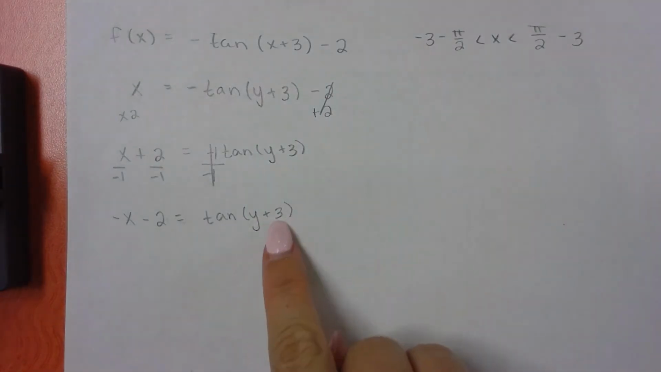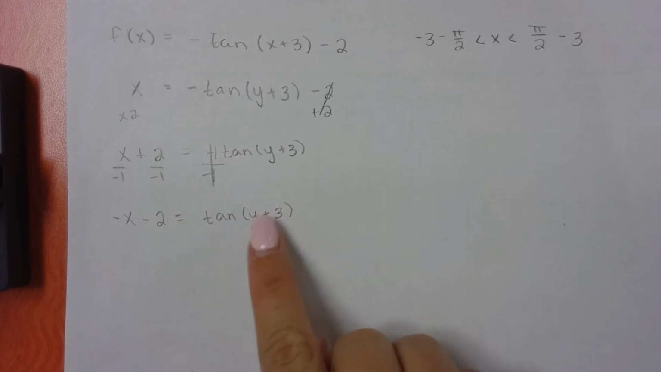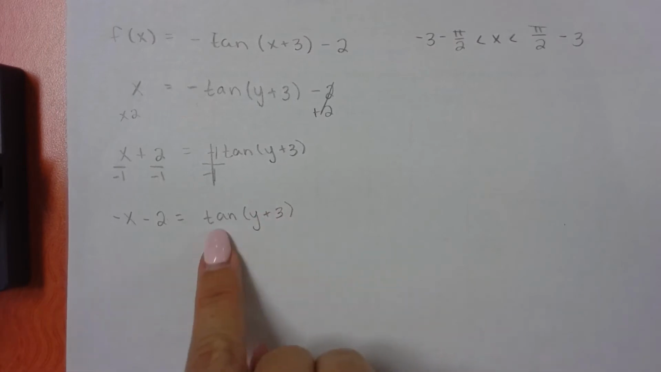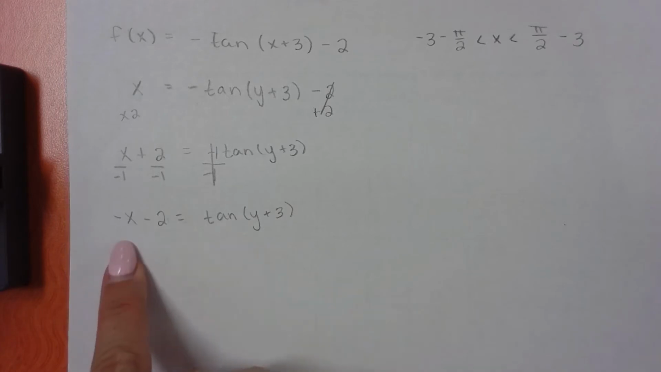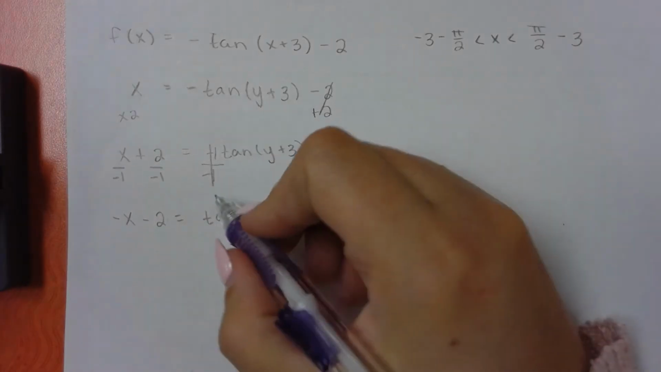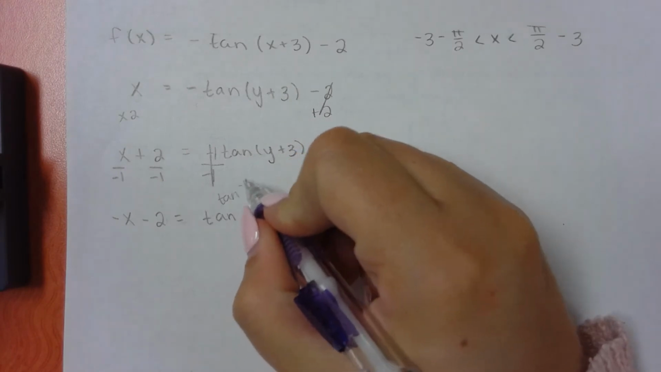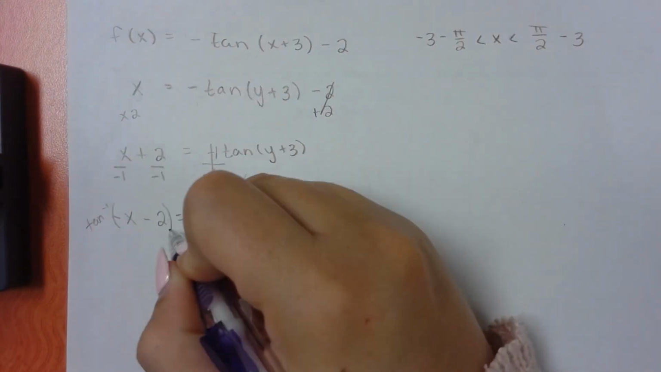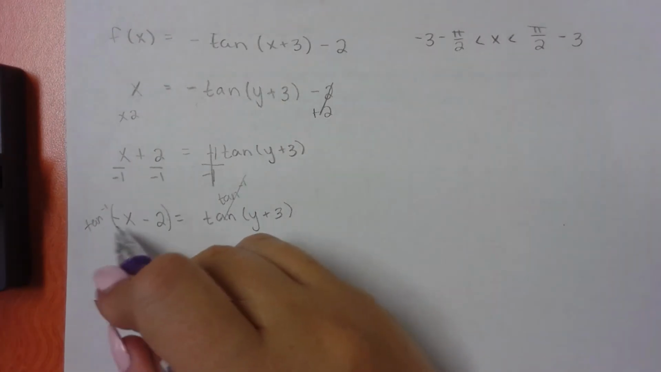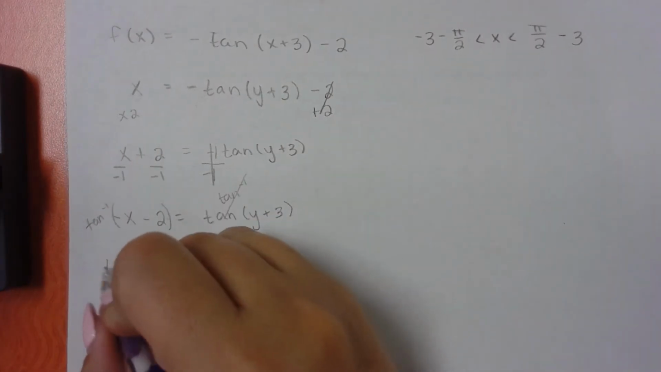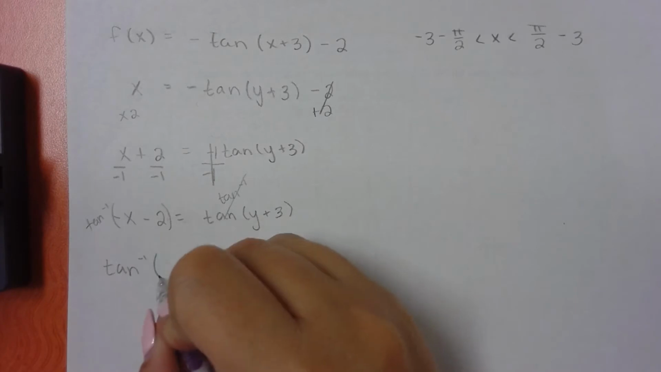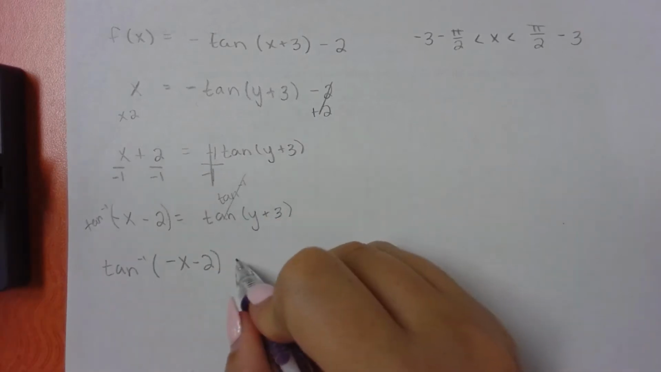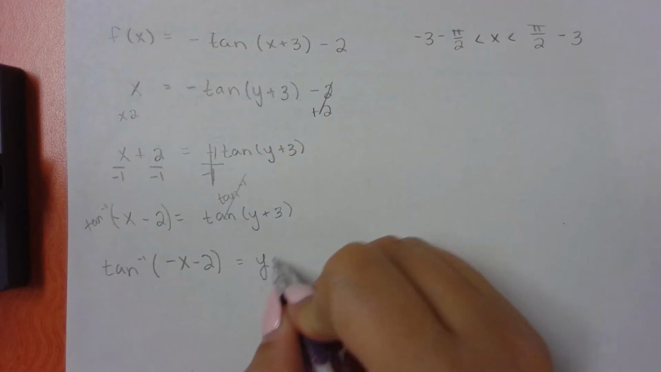Now remember, I can't do anything with this y plus 3 yet because it's inside of the parentheses. So in order to undo these parentheses, I need to move tangent to the other side. And to move tangent to the other side, we use tangent inverse. So I'm going to do tangent inverse to each side here. Now that's tangent inverse of that entire thing. So that gives us tangent inverse of (negative x minus 2), that whole thing, and then equals y plus 3.